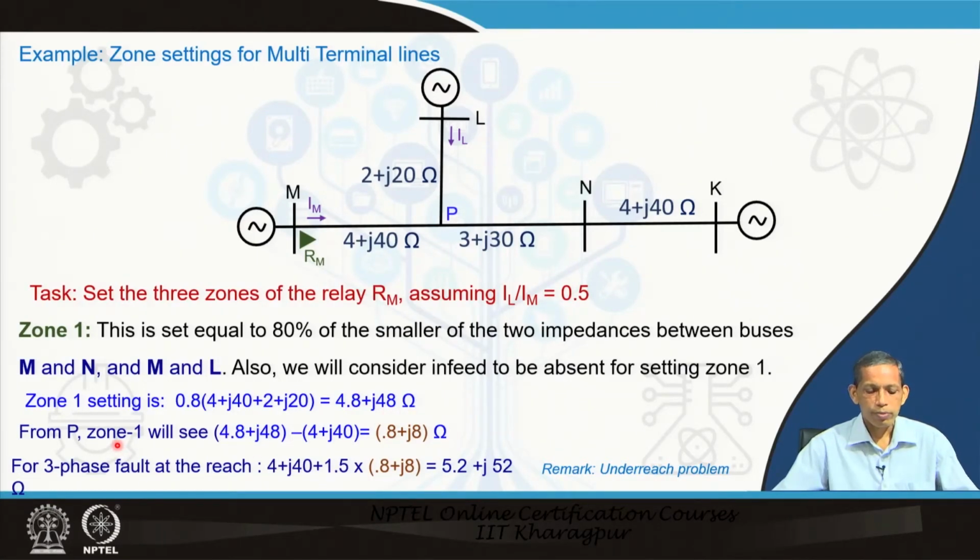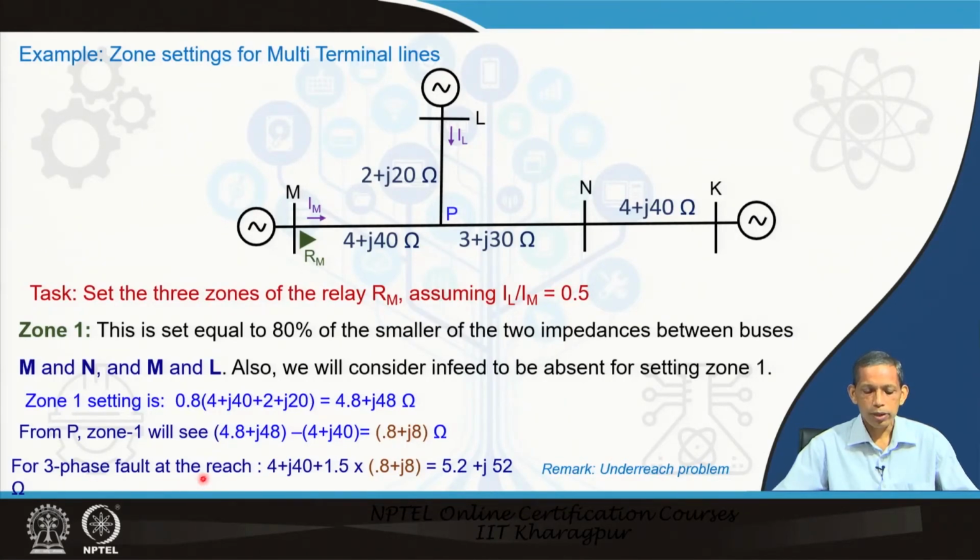So, from P the zone 1 will see this impedance minus this section, so only 0.8 plus j8 additional impedance. Up to that portion, from this side to this side or this side to this side, it will be able to see.